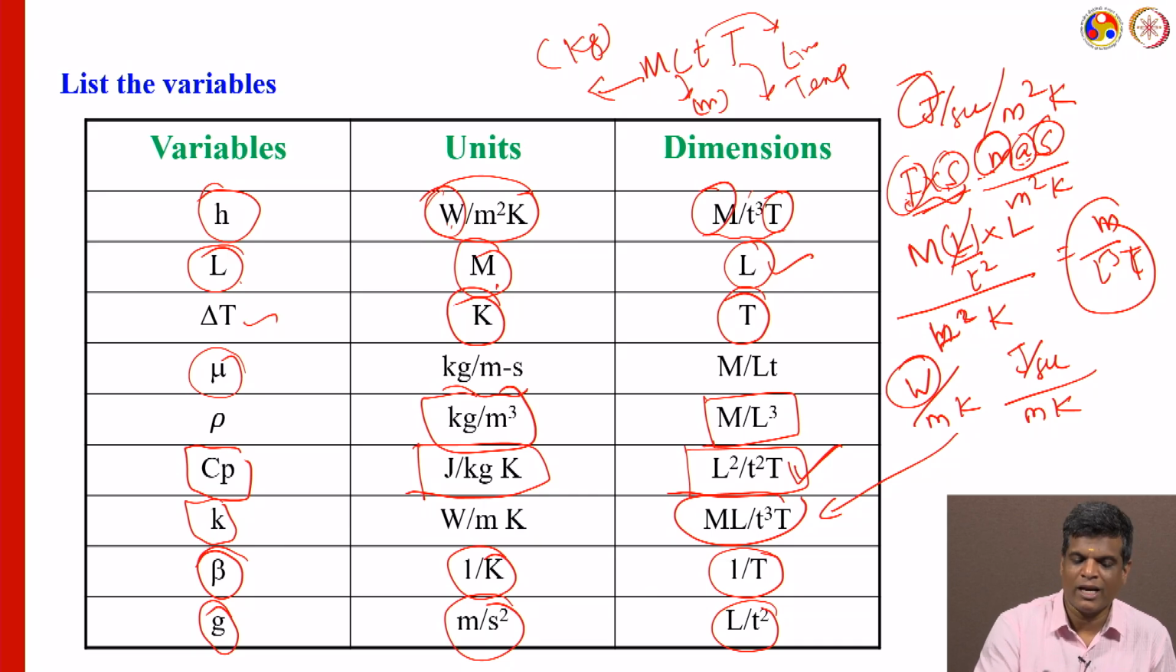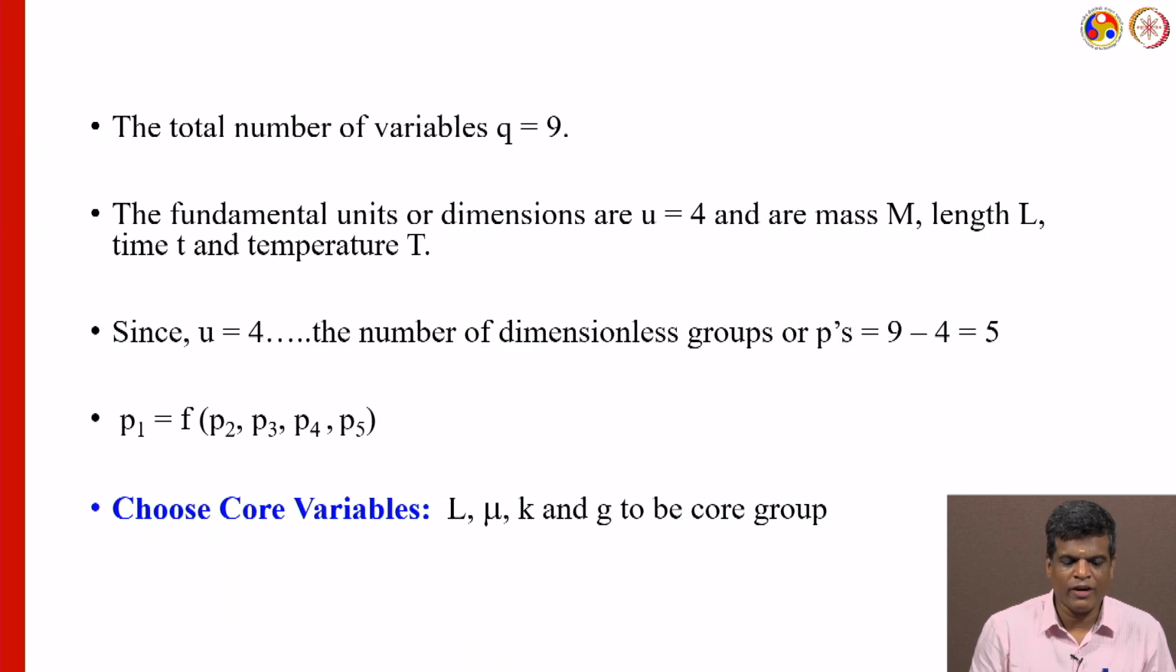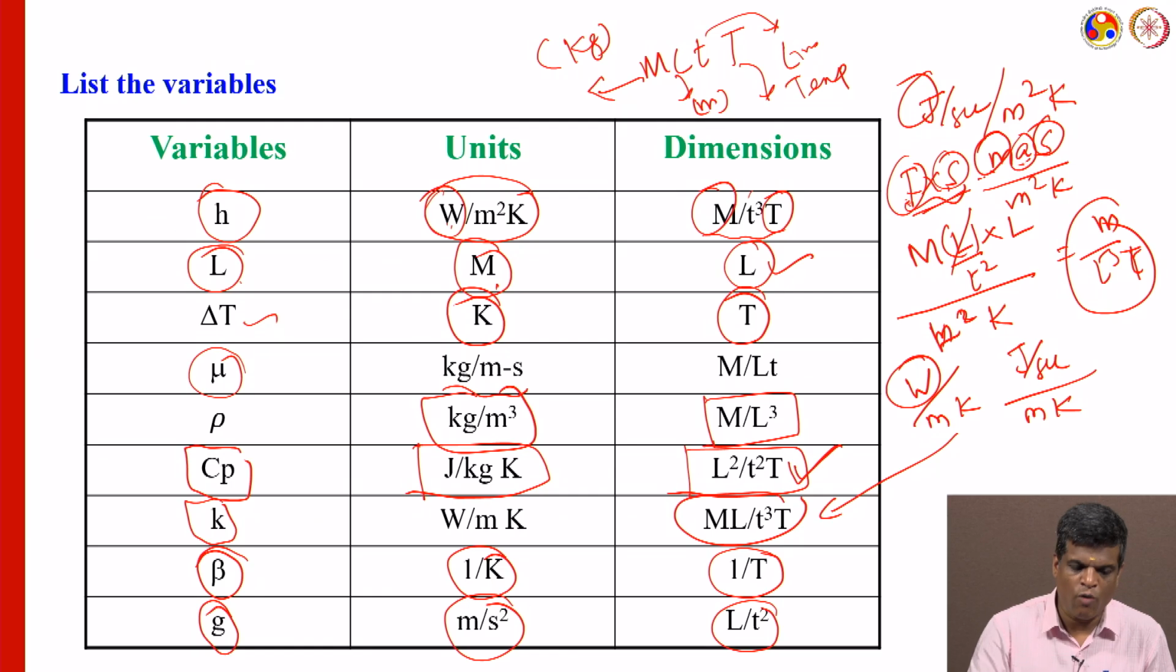First you have to form them like this. Then the Buckingham theorem says to count the total number of variables. So how many variables are here? 1, 2, 3, 4, 5, 6, up to 9 variables.